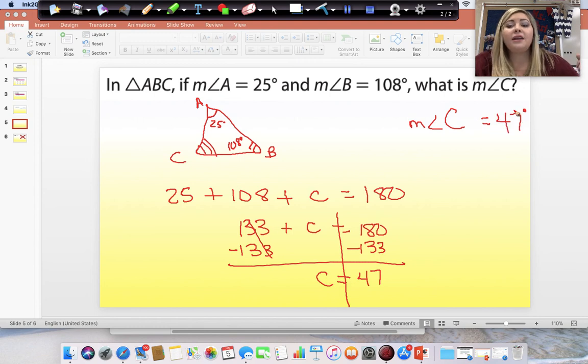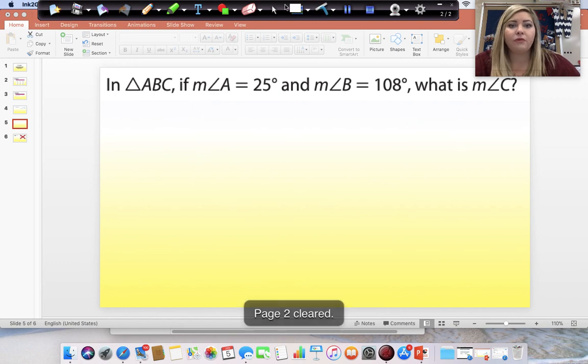And again, you can go back and double check your work. 25 plus 108 plus 47 should give you 180 degrees. And if it doesn't, you did something wrong somewhere.